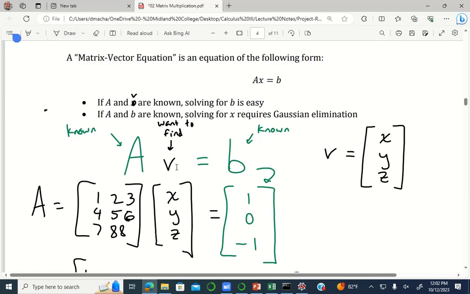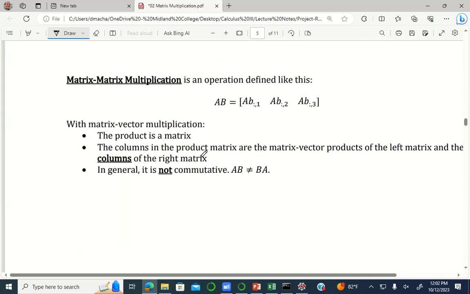And so again, what I put here in my notes is that if you happen to know the matrix A and the vector B, then solving for your unknown vector V requires Gaussian elimination. So we call these matrix vector equations, and they're pretty important. They show up all over the place.